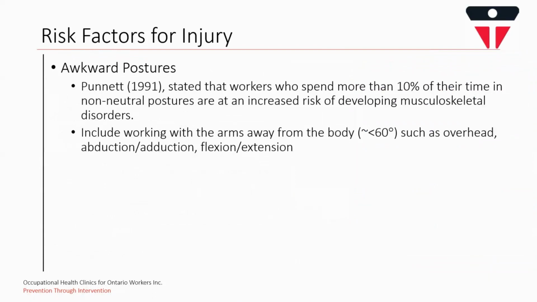Awkward postures. Pannett, going way back to 1991, stated that workers who spend more than 10% of their time in non-neutral postures are at an increased risk of developing musculoskeletal disorders. This includes working the arms away from the body more than 60 degrees, such as overhead, abduction, adduction, flexion, or extension.